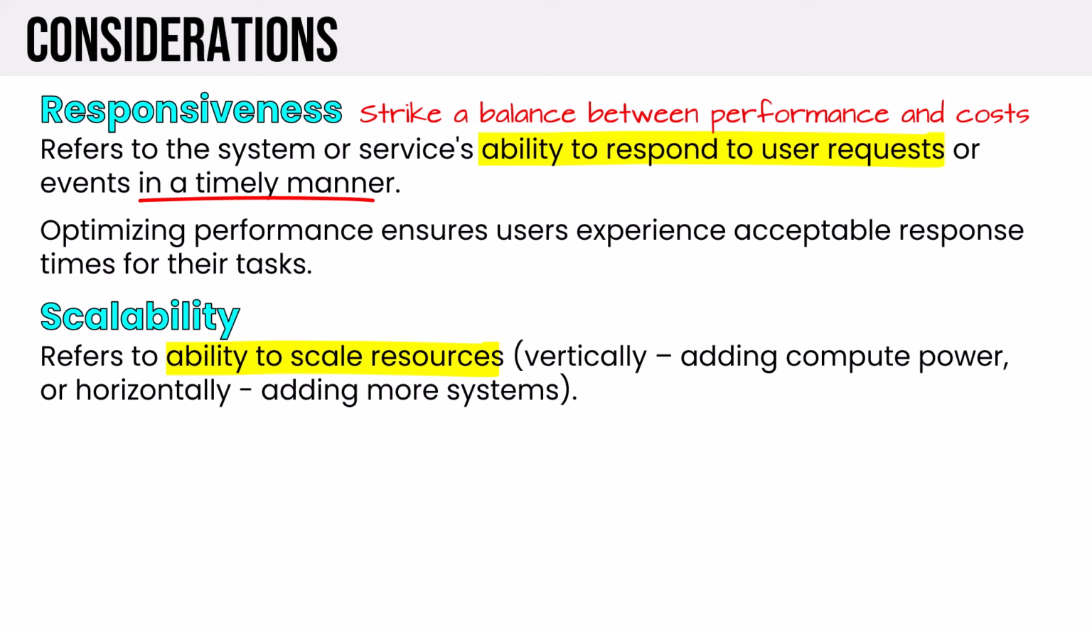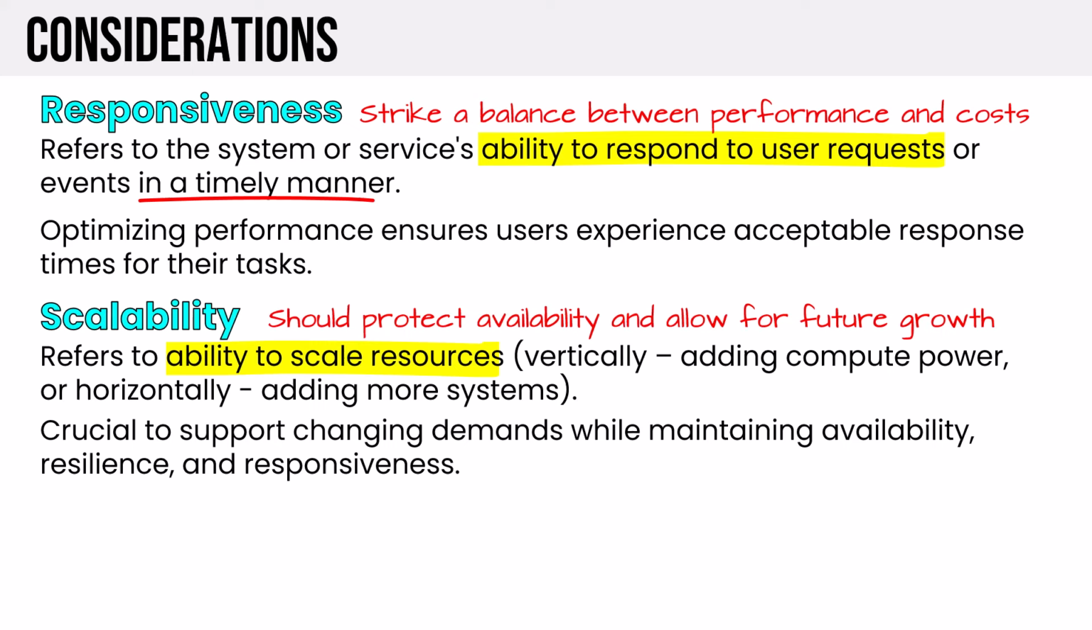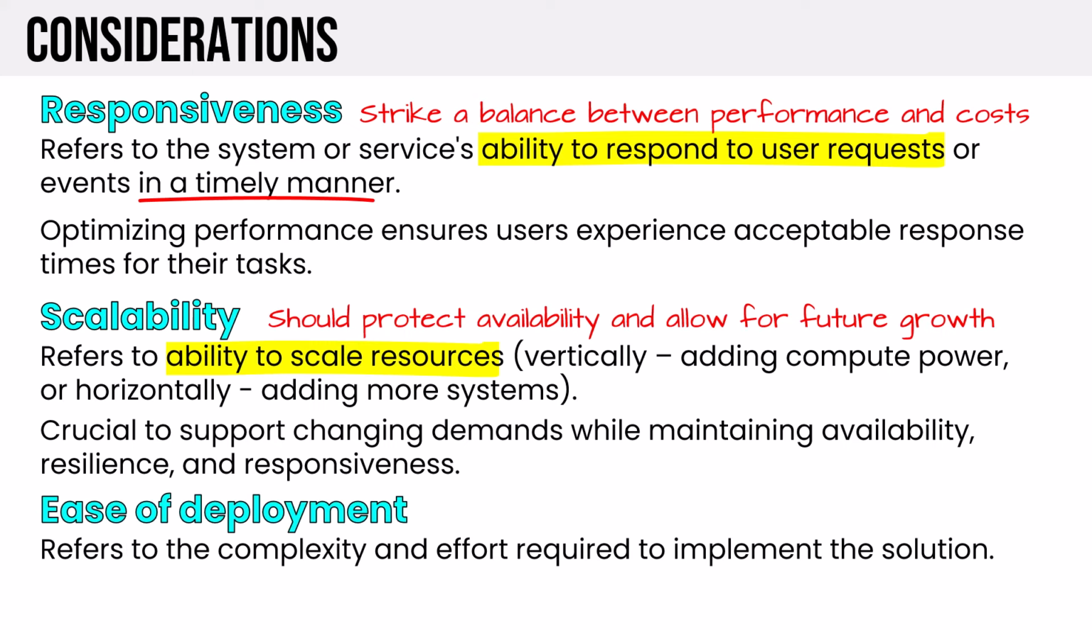Next, we have scalability, which refers to the ability to scale resources. We can scale vertically by adding more compute power to individual systems. We call that scaling up, or we can scale horizontally by adding more systems. We call that scaling out. We generally like to scale out in the cloud because it's less expensive. It reduces our run rate. It's crucial to support changing demands while maintaining availability, resilience, and responsiveness. Remember, availability is part of the CIA triad, one of our core goals of security. So scalability should protect availability and allow for future growth. Next, we have ease of deployment, which refers to the complexity and effort required to implement the solution.